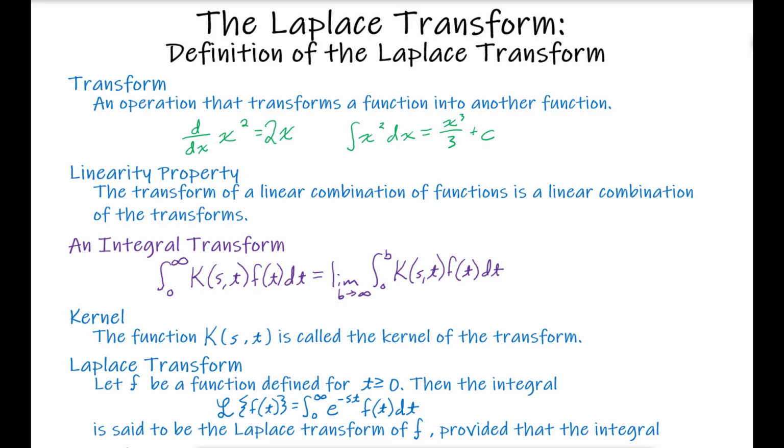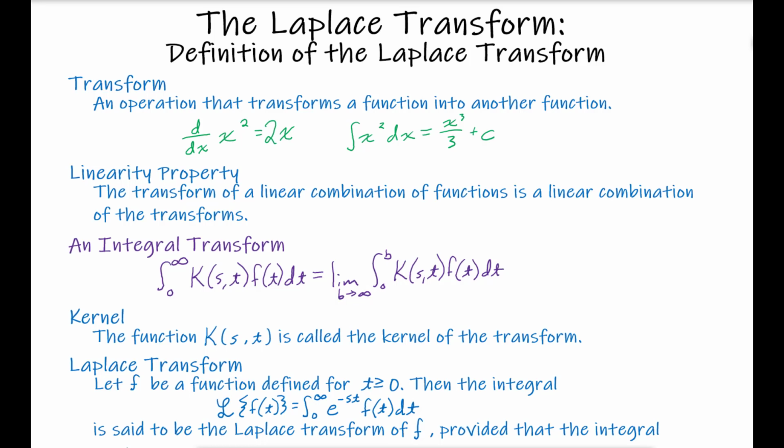These two transforms that you've been exposed to before possess something called the linearity property. That means that the transform of a linear combination of functions is a linear combination of the transforms. So when you were learning about derivatives and integrals, you knew that if you had two things added together, you could take the derivative of each of them and then add together your two derivatives, and that would be the answer. And similarly, whenever you had a plus sign or a minus sign, you could break apart integrals as well to make your life easier along the way. That's due to the linearity property.